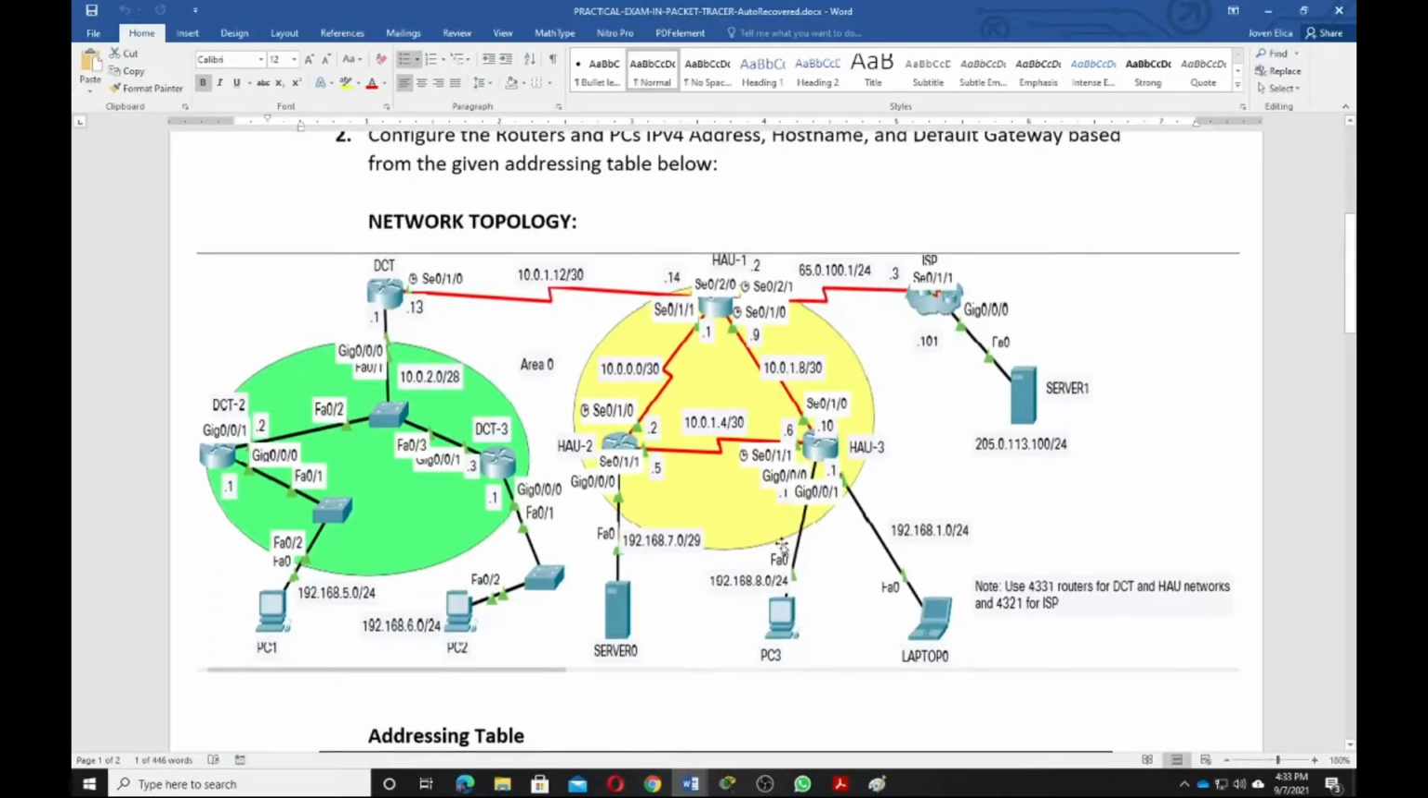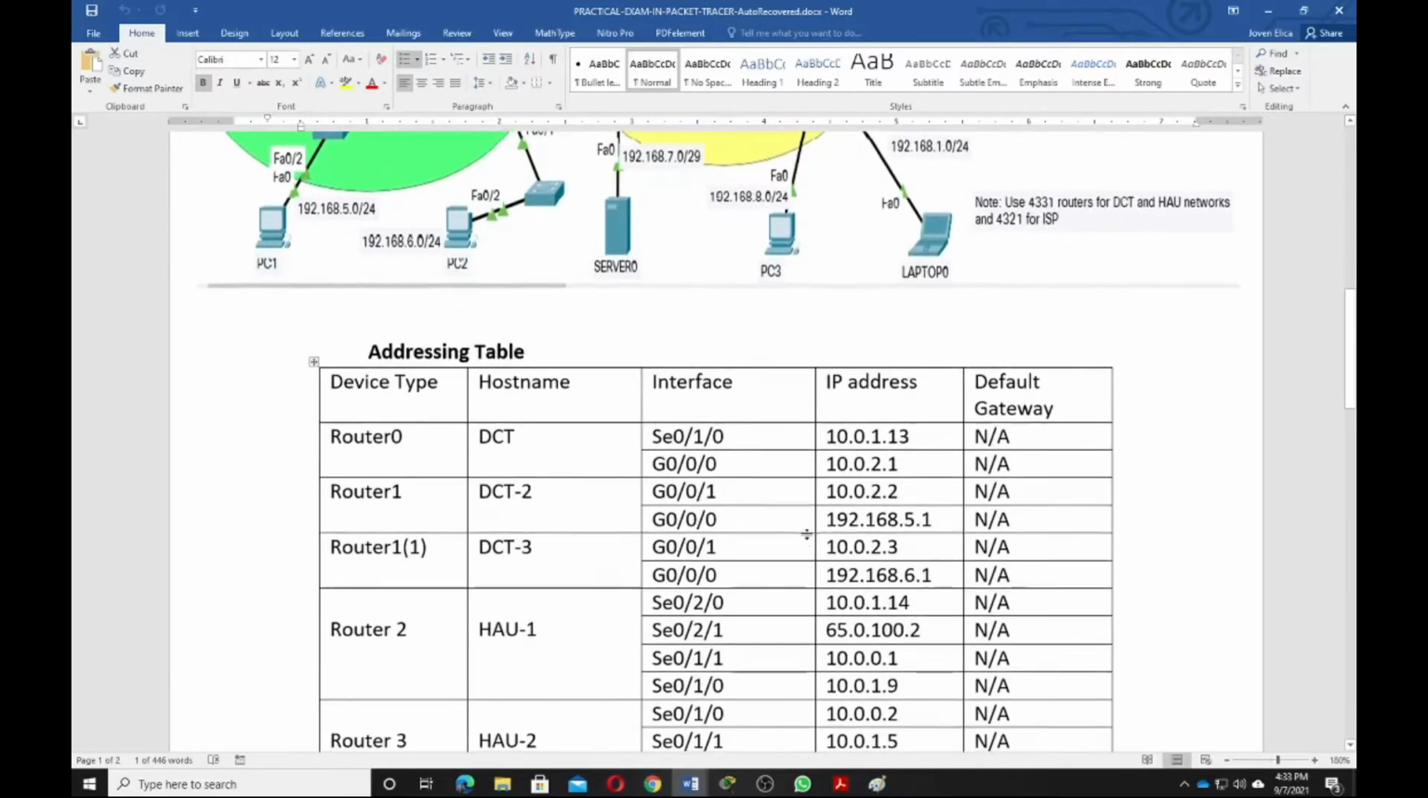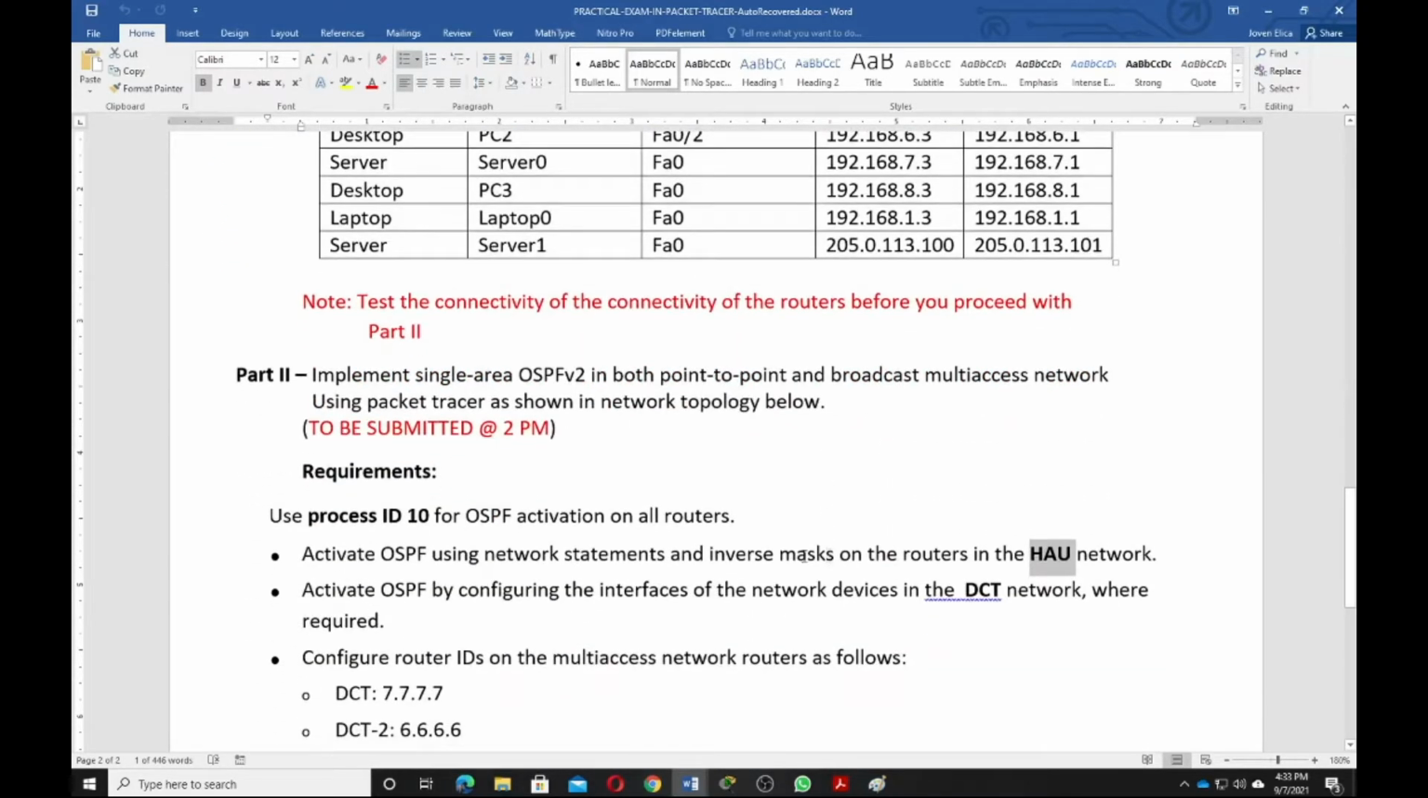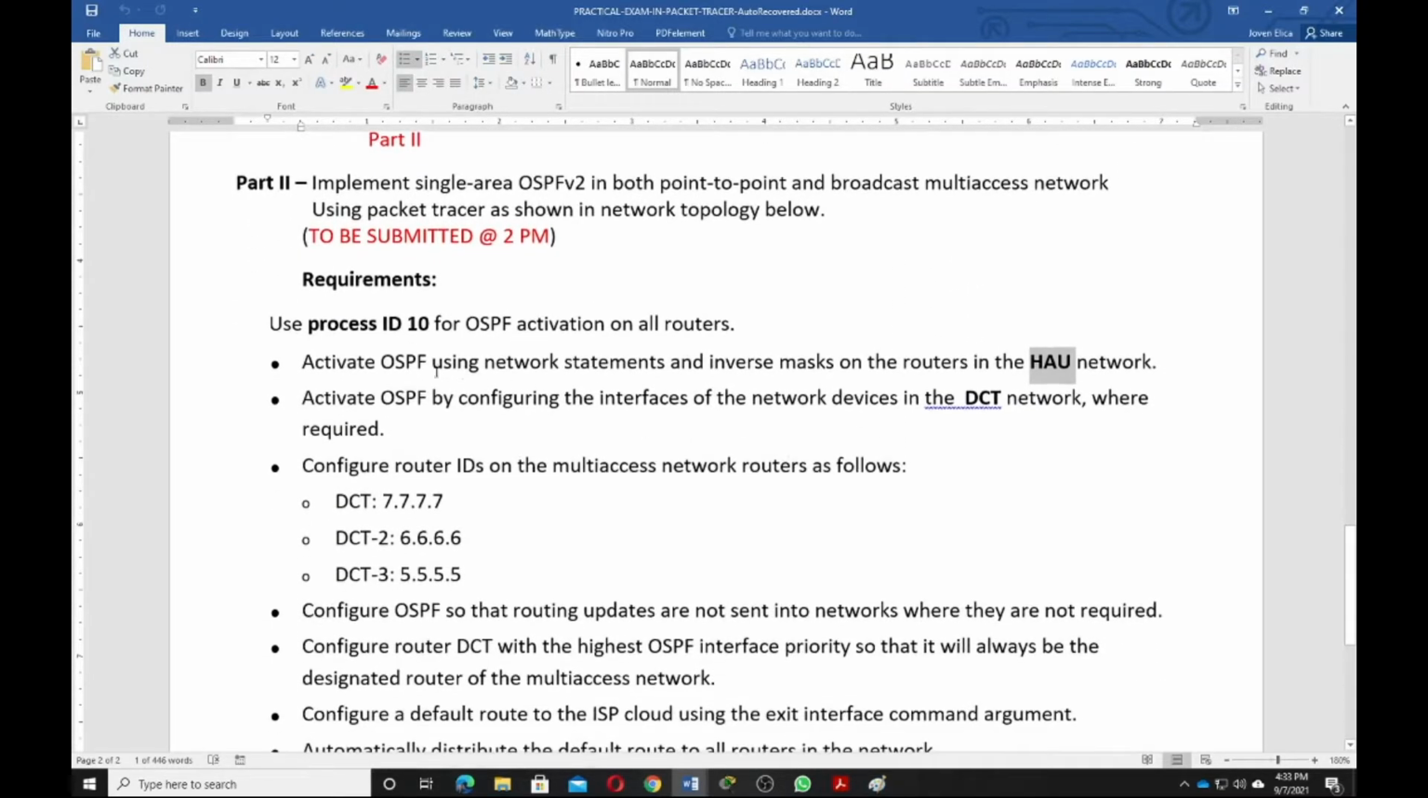Part 2 of this practical exam. In part 2, we're going to implement single area OSPF version 2 in both point-to-point and broadcast multi-access networks. So these are the requirements. The first requirement is to activate OSPF using the network statement and inverse mask in the routers in the HAU network using process ID 10. Okay, so let's proceed with the HAU network and configure OSPF using the network statement.